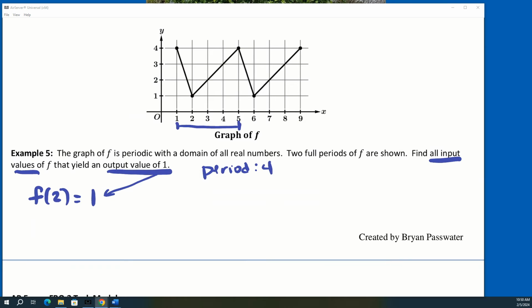So the inputs are going to be x's. We would take that 2, or if you wanted to, you could take 6. They both work. And we're going to add 4k, where 4 is the period and k is an integer. So any positive or negative whole number, I could put that in. So if I wanted to put in 7, that would be 30. So if I put 30 in for x, I'm going to get 1 for the output.